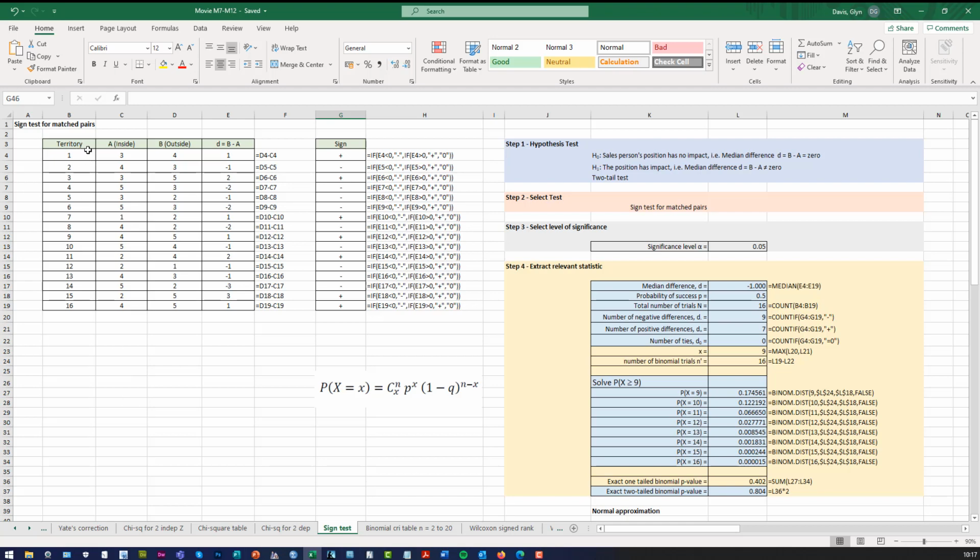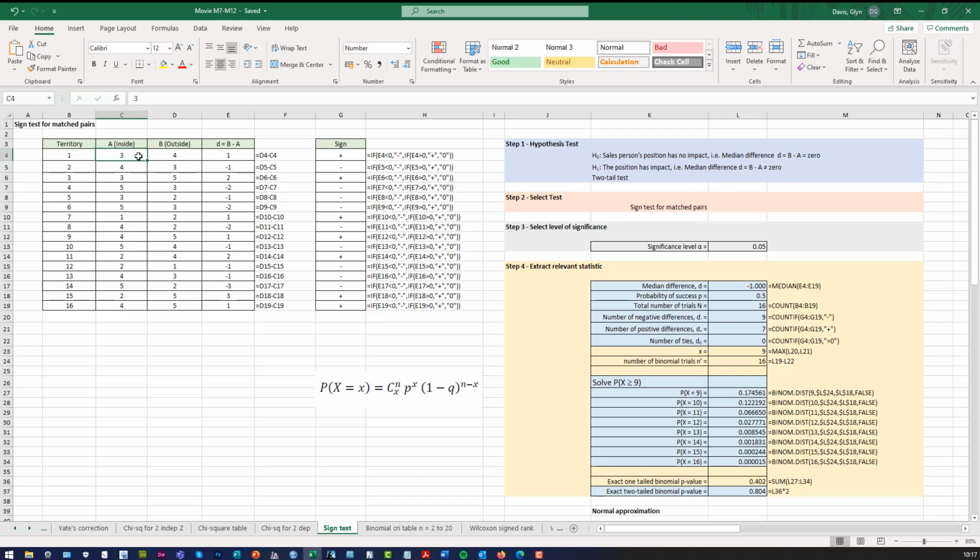So what we have is, these are the territories, 16 territories. We've got an inside, we've got an outside, so we've got a mark of 3 and a mark of 4, mark of 4, mark of 3, and so on. What we want to do is see whether or not the salesperson's position has no impact. In other words, the median difference is 0. The alternative hypothesis is that the position has an impact, so the median difference is not 0. So we have a two-tailed test.